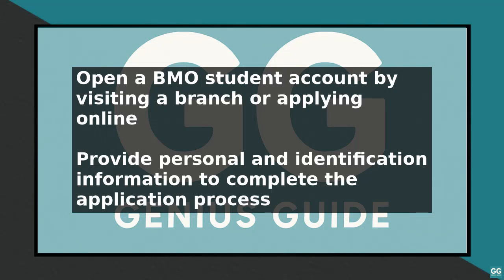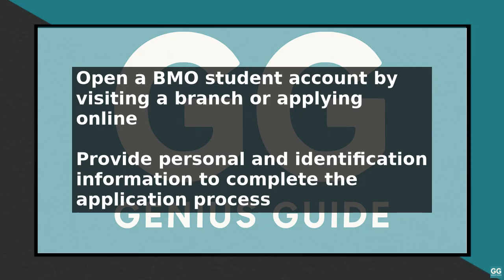To get started with your BMO student account, you first need to open an account. You can do this by visiting a BMO branch near you or by applying online through the BMO website. You will need to provide some personal and identification information to complete the application process. Once your account is open, you will receive a debit card and a checkbook.